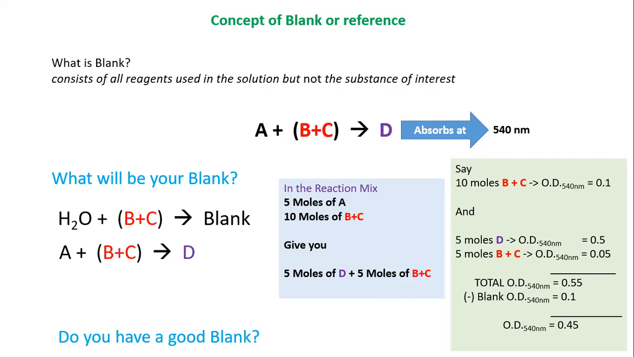So can we add 0.05 of B plus C to 0.45 so that our absorption will be accurate 0.5? Because 5 moles are reacting, so for 5 moles we can do that. If 10 moles is 0.1, then 5 moles is 0.05. So if we subtract this, and add 0.05 for 5 moles, then we will get our absorption accurate.